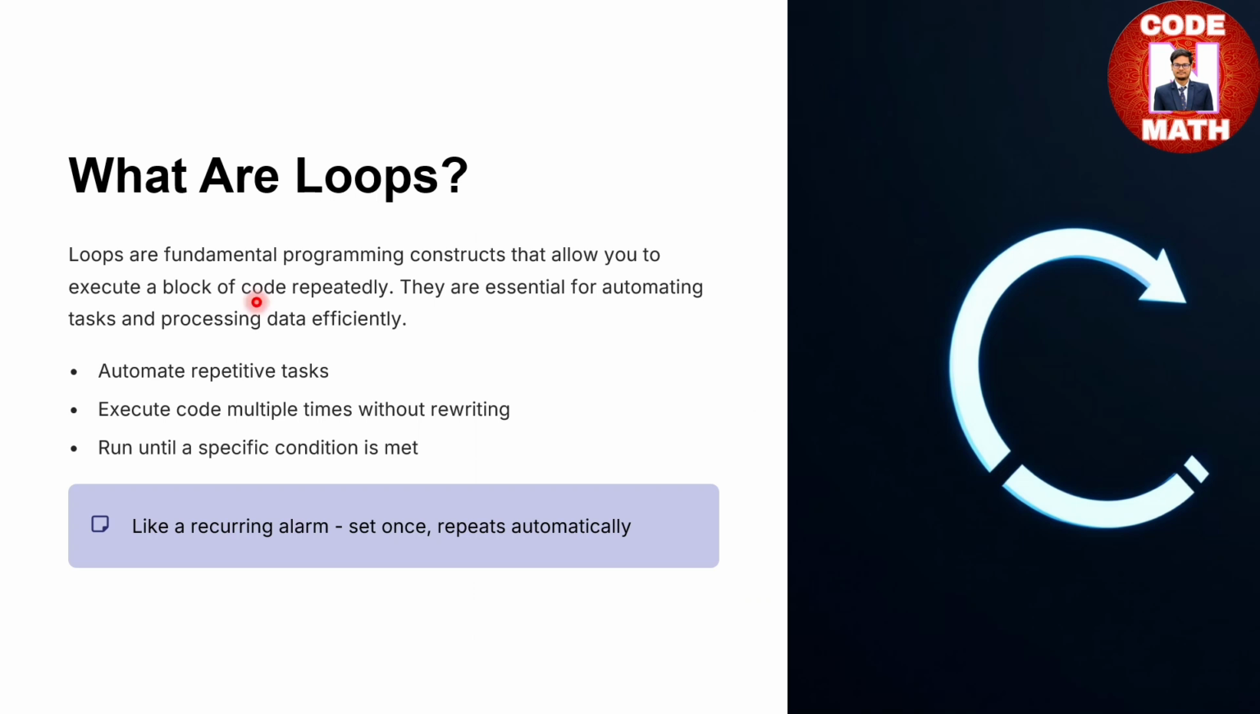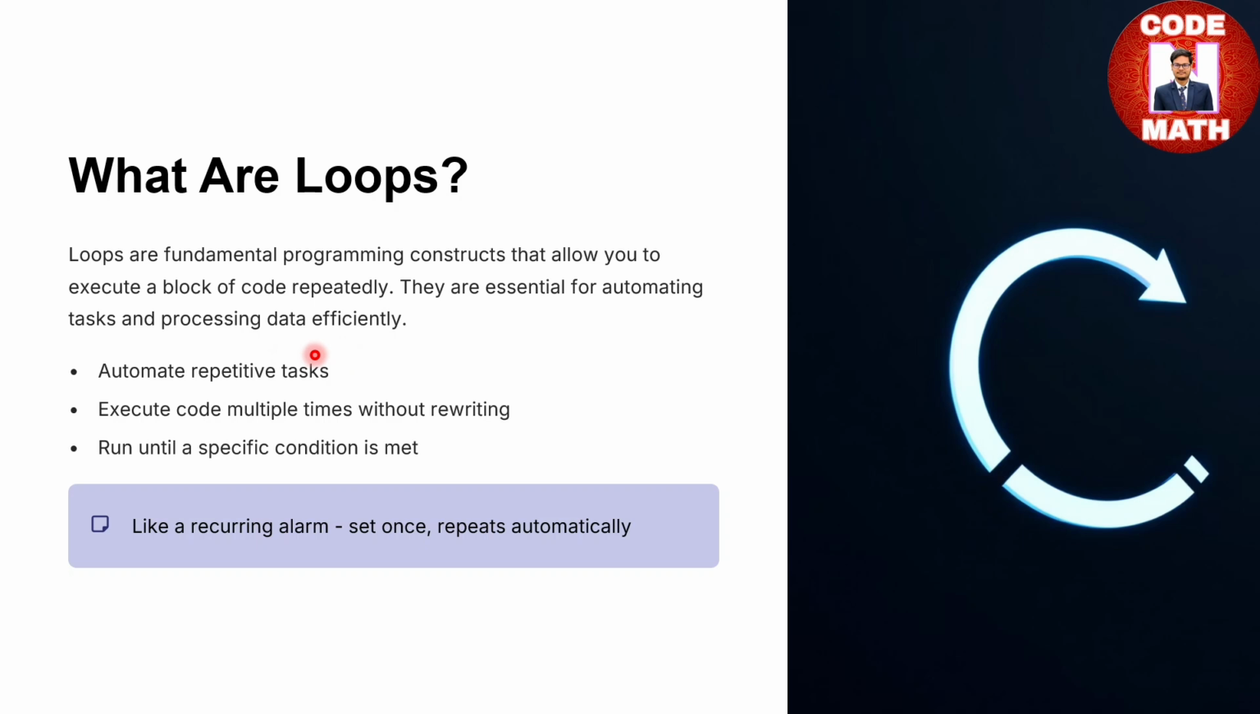So, what are loops? Imagine your mom tells you, "Beta, bring water for me," again and again, and again and again. Instead of repeating the same line 10 times, she can set a loop in your brain. In programming also we want to repeat something multiple times, so we introduce loops that do the jobs in a repetitive way. So we can say that loops are the fundamental programming construct that allows us to execute a block of code repeatedly, and they are also essential for automating tasks and processing data efficiently.